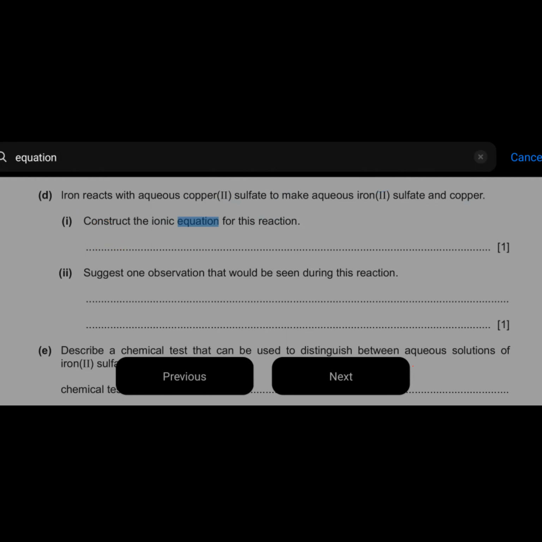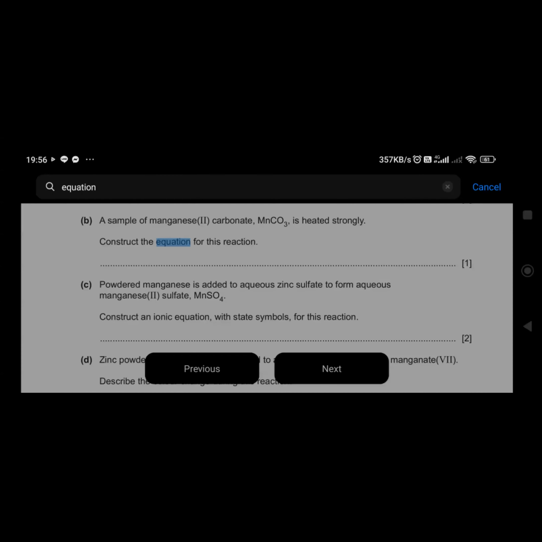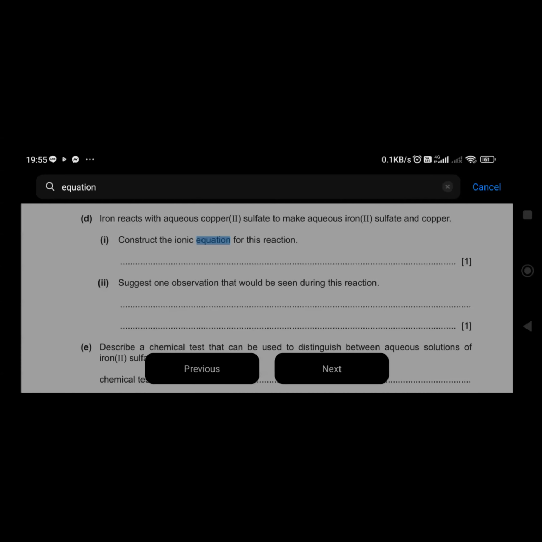All right, let's take the next one. For the observations, you can write the products, those are the reactions they're asking. Right, what about the next one? Where was this one? Now take the next one.